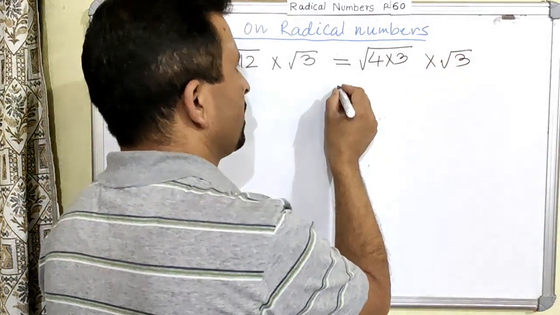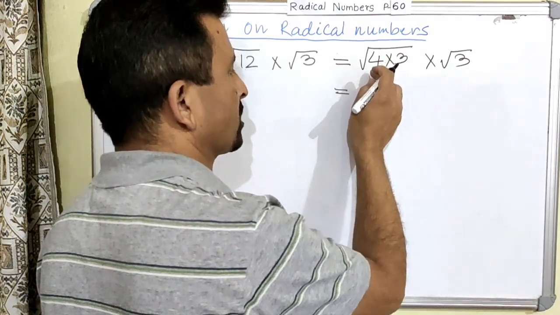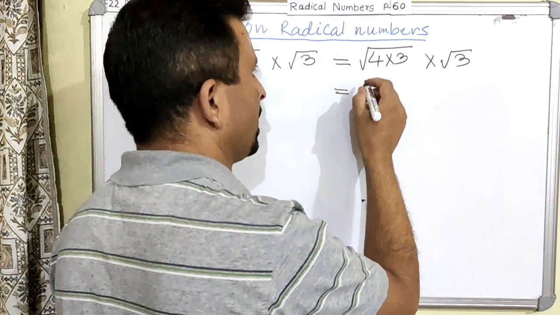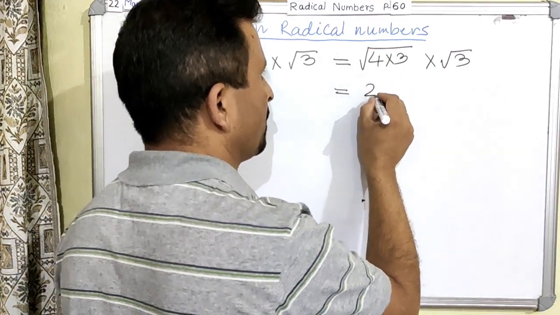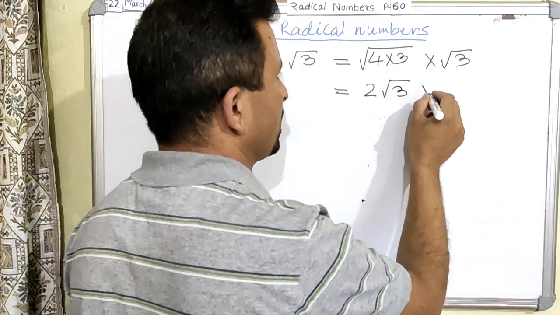Is it okay? Okay, now from this part you can see that 4 is a perfect square number, so its square root will come out, and the square root of 4 is 2. And then here the remaining is root 3, into root 3.